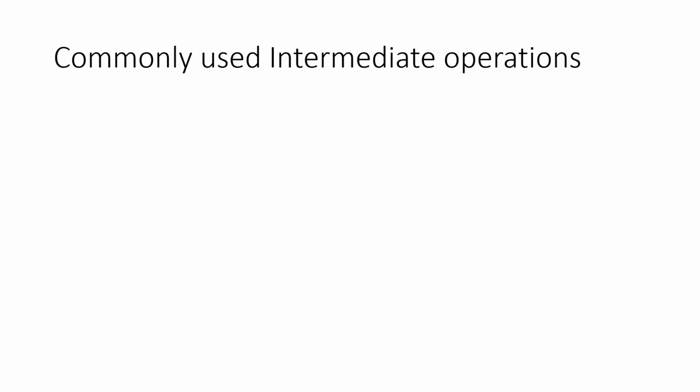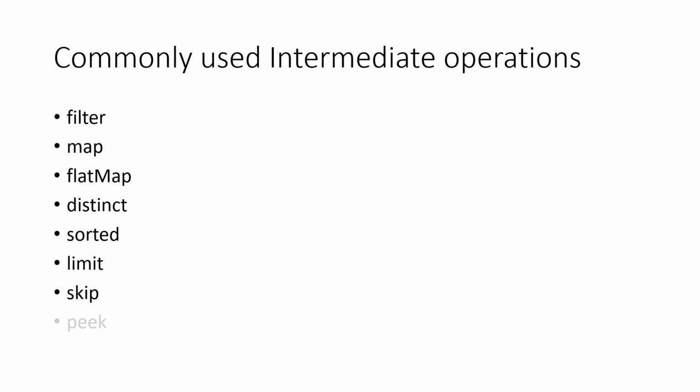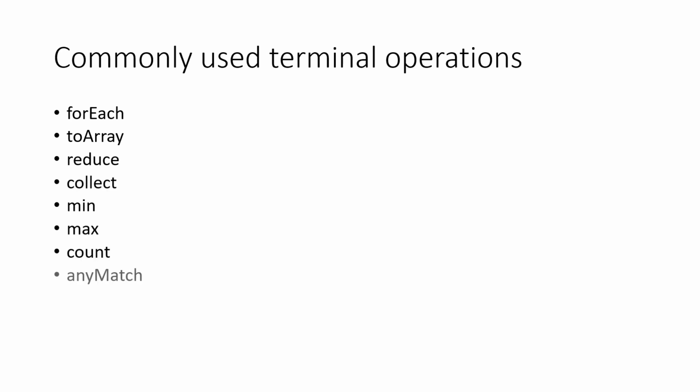First we will start with some commonly used intermediate operations: filter, map, flatMap, distinct, sorted, limit, skip, peek. So these are all we will understand, and we will see them practically now in this video. Also, we will go through terminal operations: forEach, toArray, reduce, collect, min, max, count, anyMatch, allMatch, noneMatch. So all this we will go through one by one in this video.